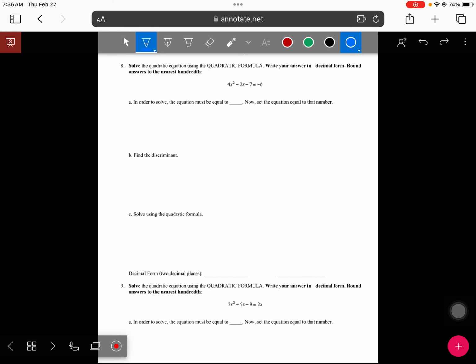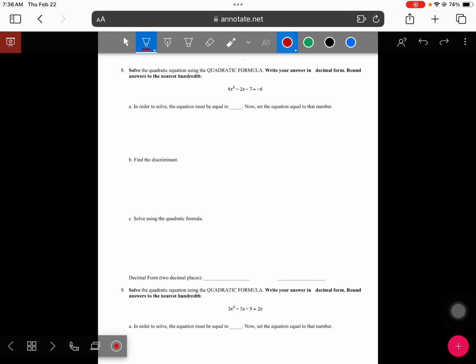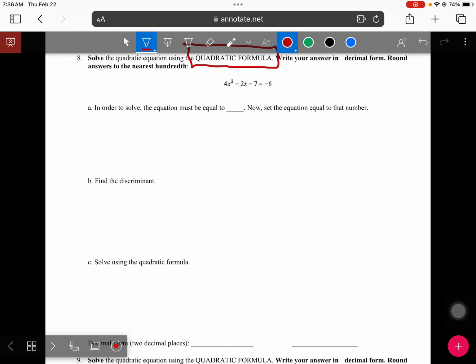8. Solve the quadratic equation using the quadratic formula. So again, it's going to be very important for you to be able to read the directions. So we have to use the quadratic formula here. Write your answer in decimal form, round to the nearest hundredths. All right, so you say to yourself, self. Well, actually, these kind of lead you to it.